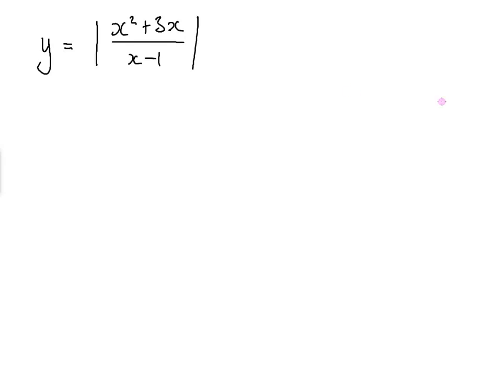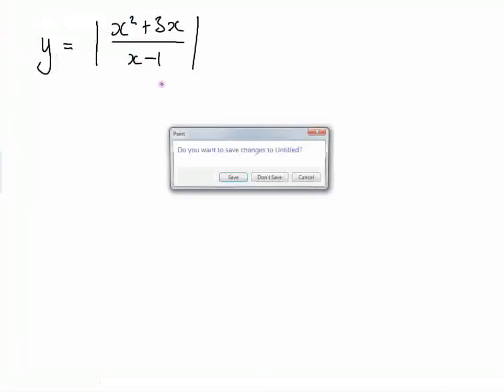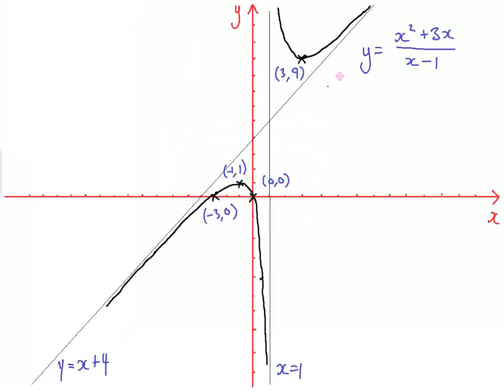The next curve we're asked to sketch is y is equal to the absolute value of (x squared plus 3x) all over (x take 1). But this is just the absolute value of the curve that we had in the previous question. So what are we going to do? We're going to open up this one and have a look at how we're going to edit it.